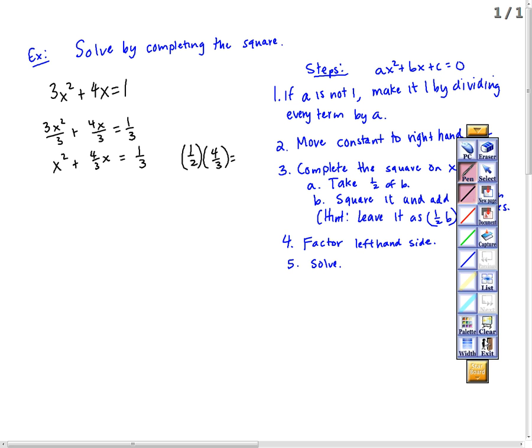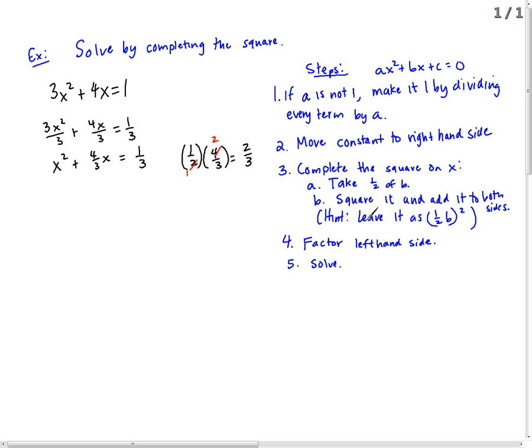So, if you notice, I can clean this up, reduce that. So if I divide both of these by 2, I get 2 and a 1. So this simplifies to 2/3. Okay, then I'm going to square 2/3 and put it on both sides. And I have a hint for you. Leave this as 1/2 b squared. I'll show you in just a second why.